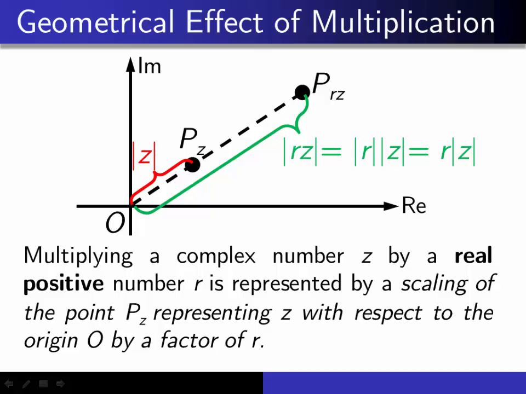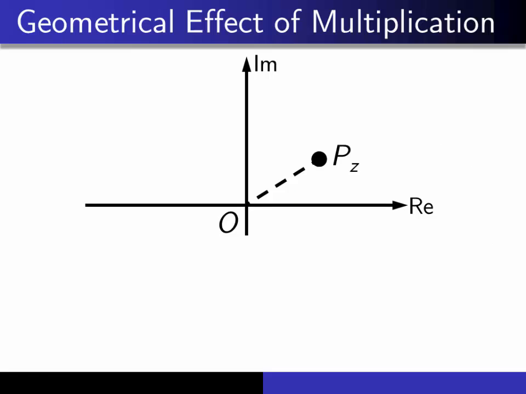Now what is going to happen if I multiply by a complex number? To keep things simple, let me assume I'm going to multiply by a complex number whose modulus is 1 first. That means r equals 1. So I'm going to multiply z by e^(iθ). Let's suppose this is the argument of z, and I multiply z by e^(iθ). What you're going to see here is a rotation.